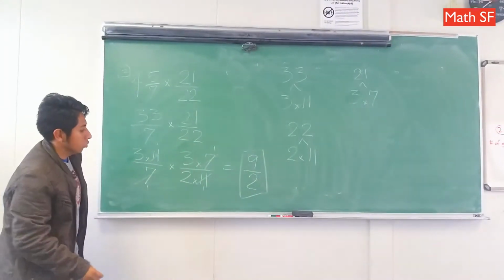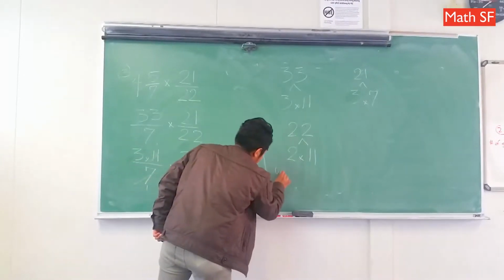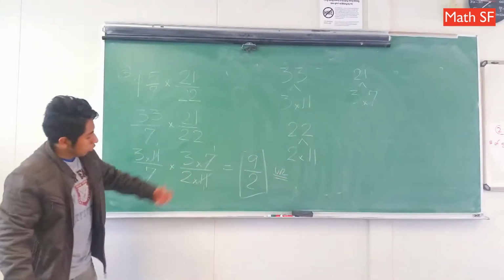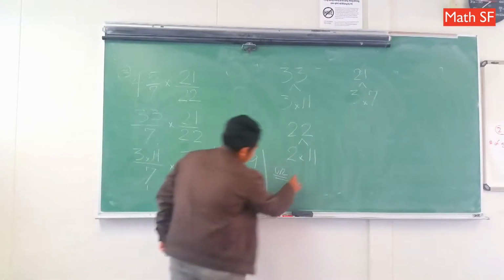Or if you do the long division, that number could be written as a mixed numeral, which is 4 and 1/2.